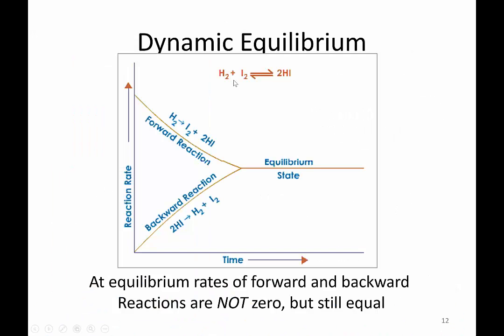So again, this dynamic equilibrium, this is when the rate of our forward reaction and our backward reaction equal one another. That's when we reach this equilibrium state. So it doesn't mean that the reactions are not happening. They're happening. It's just that the rate of the forward and the reverse reaction are equal.